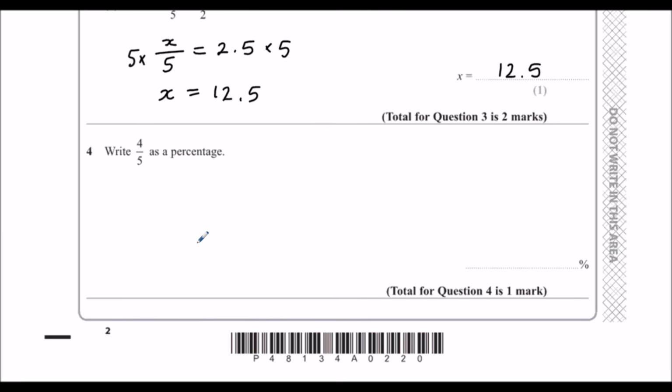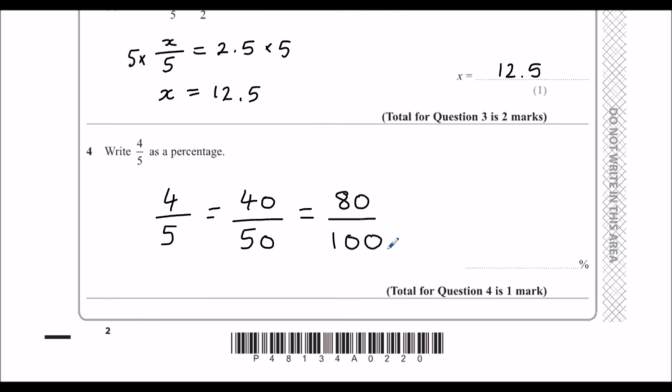Question 4. Write 4/5 as a percentage. So I've got 4 out of 5, and I need to make it into a percentage. Percentage means out of 100. So I need to make the bottom number, the denominator, 100. So if I times top and bottom by 10, I get 40 out of 50. Then I'm going to double the top and the bottom, so 80 out of 100. So 80 out of 100 means 80%.